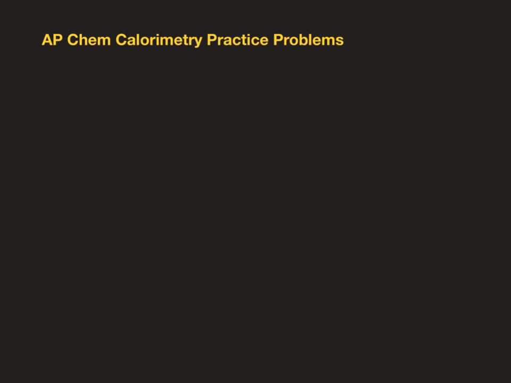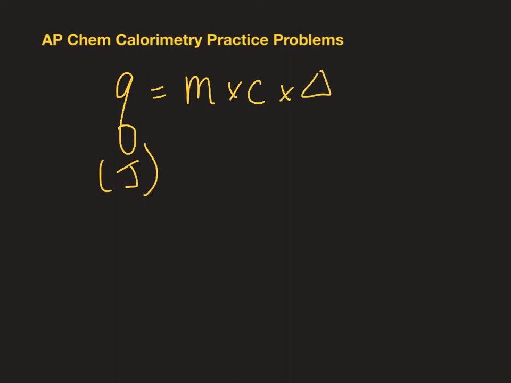Hey everyone, I wanted to set the stage for some of the calorimetry problems we'd be working on over the next couple days. Now, I want to just quickly review the basic calculation for Q. This is our energy in joules, and that's typically equal to the mass of the solution or object times the specific heat capacity times the change in temperature of that object.